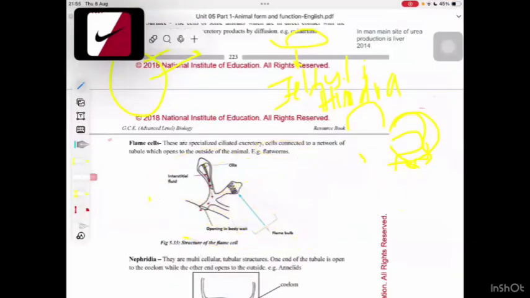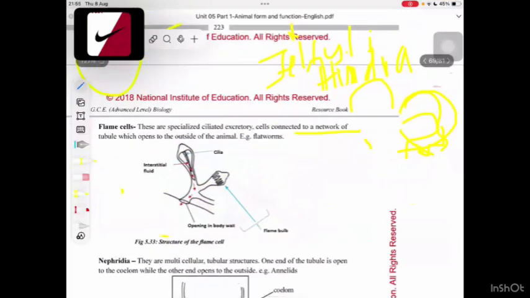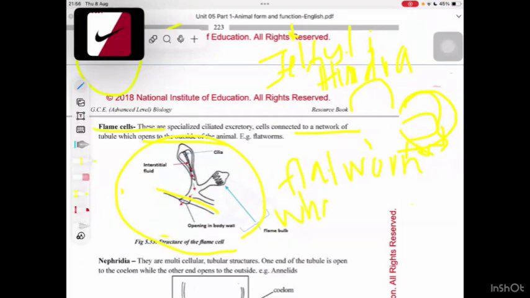Sorry for that. So you can see now this network of tubule opens into the body wall, and from that body wall it gets to the outside of the animal, right? So that's how this works. Now, the flame cells are the excretory structures of the flatworms. You just have to know how to describe a flame cell. They will ask you what flame cells are in your SCQ, so mark a star in the color you have chosen.